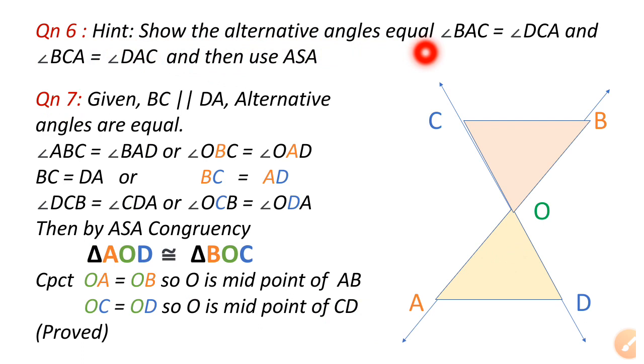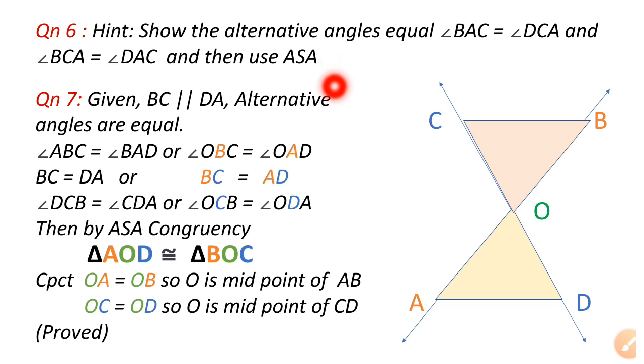So you can easily identify the alternate interior angles, and the names are also given, showing which angles you have to prove equal. Like angle BAC is equal to angle DCA, and one more pair, angle BCA is equal to angle DAC. So if you take those two angles, you will get one common side in those two triangles. Then by the angle-side-angle congruency rule, you can prove those two triangles congruent. So try to solve this one on your own.